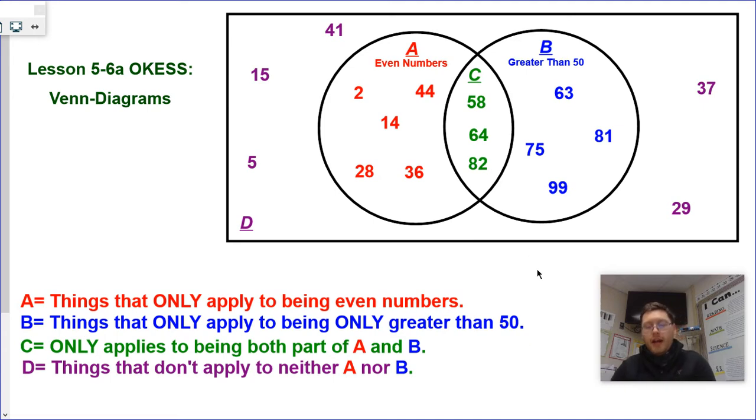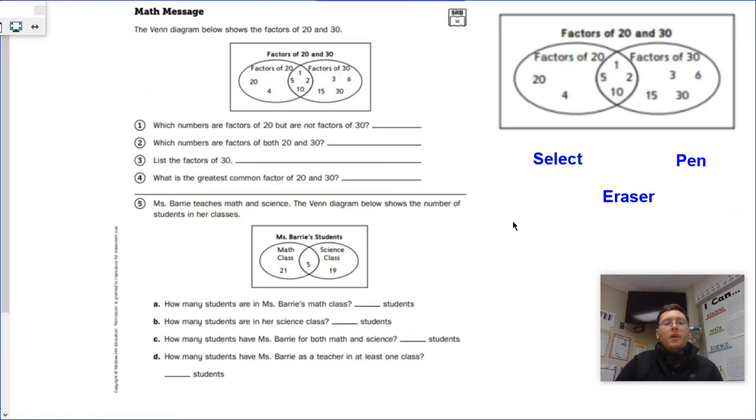So let's look at your lesson for today. This is your math message for today. You actually have 3 sheets to do. The first one is Venn diagrams. The second one deals with Venn diagrams. And then the third one, I believe, is multiplication, U.S. traditional multiplication. All right, so let's look at the first one.